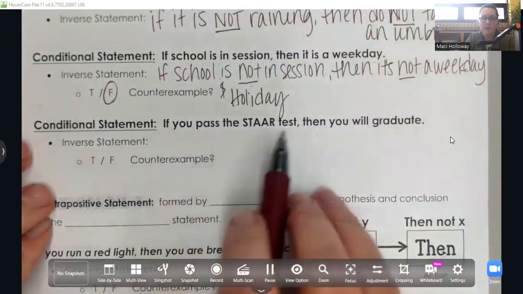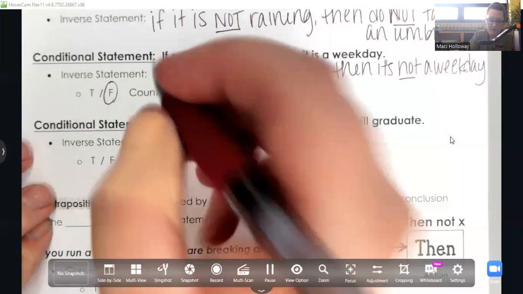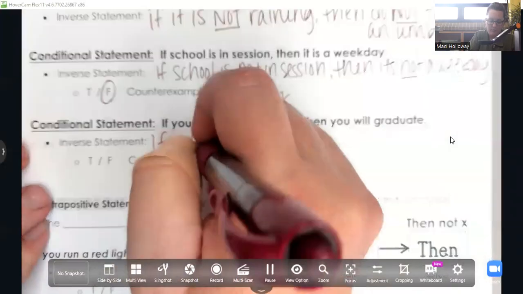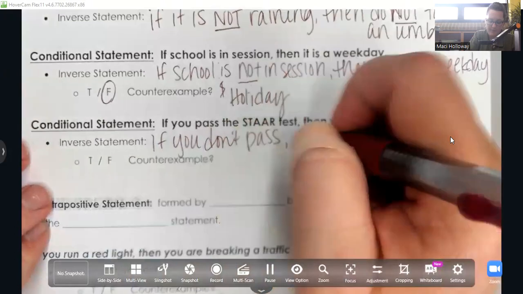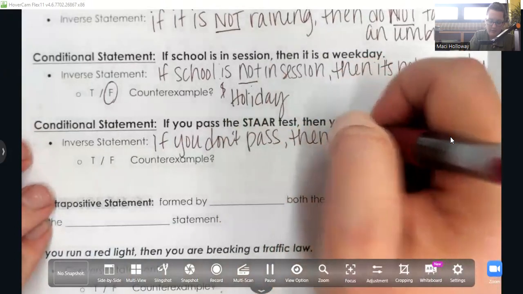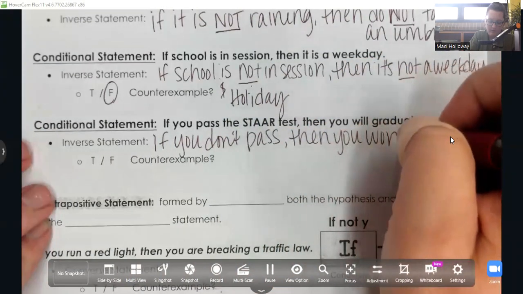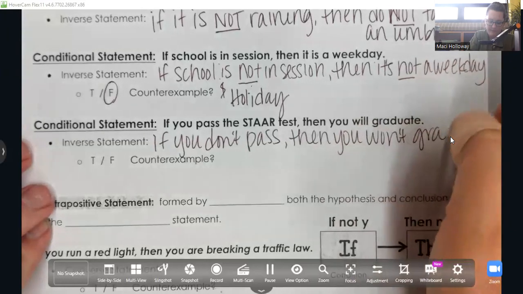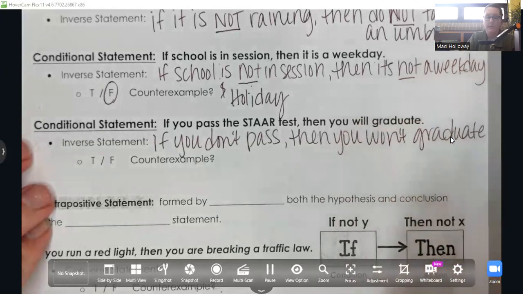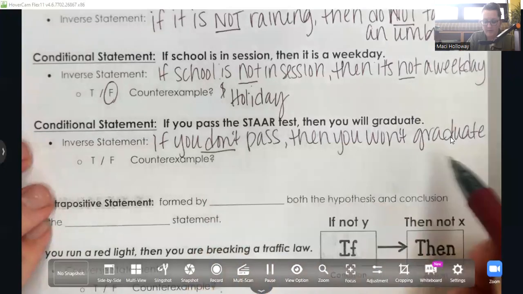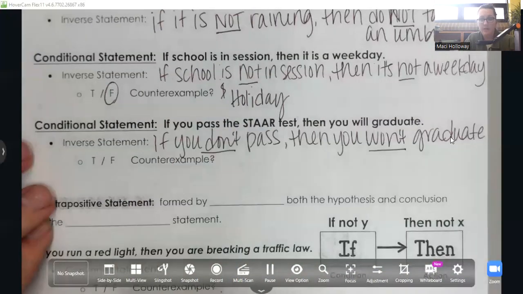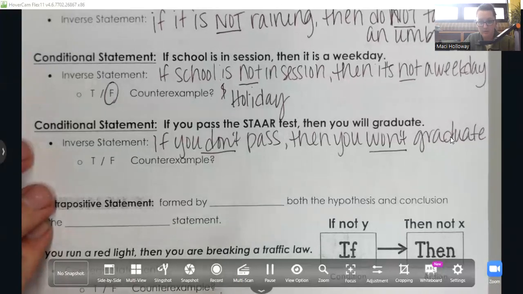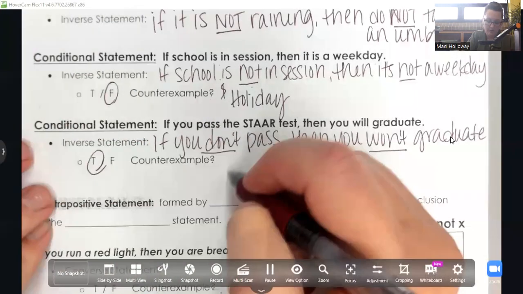Conditional statement: if you pass the STAR test, then you will graduate. If you don't pass the STAR test, then you won't graduate. Well, that one is true. If you don't pass, then you won't graduate. Can you think of a time when you don't pass the STAR test and you still graduate? Nope. No counterexample.